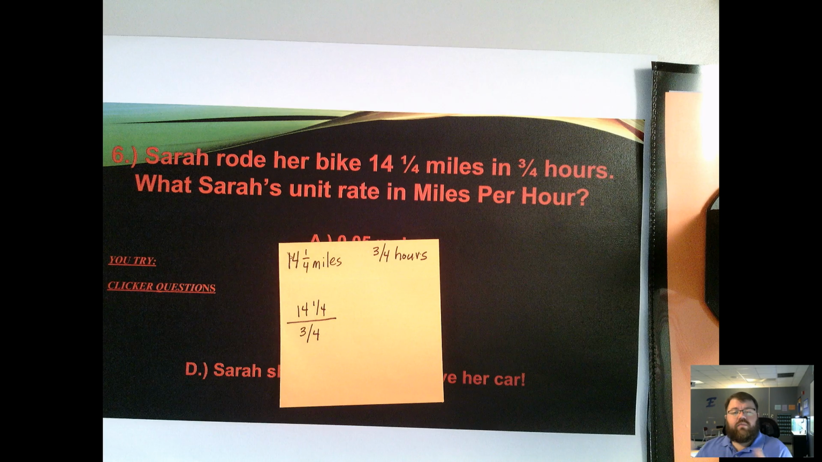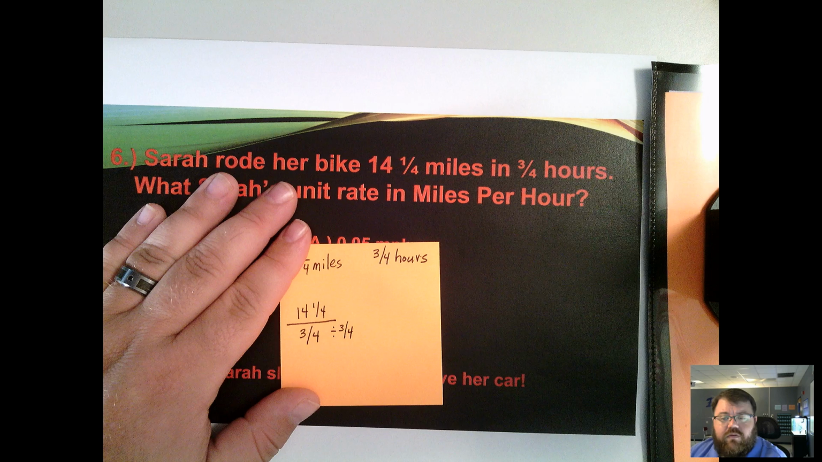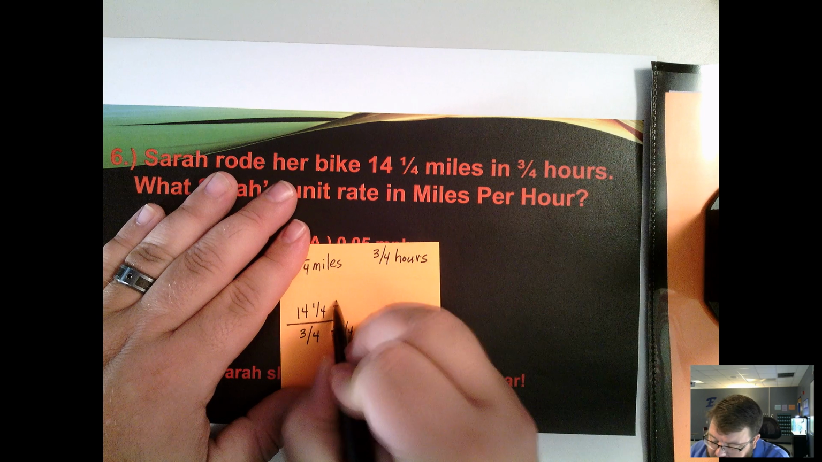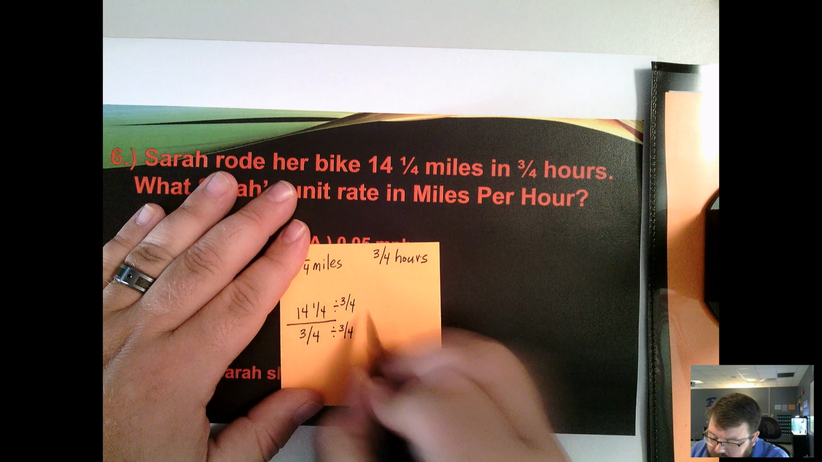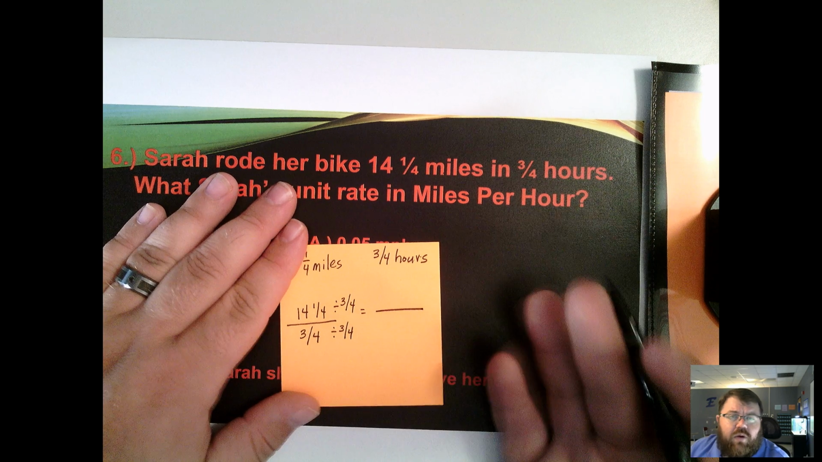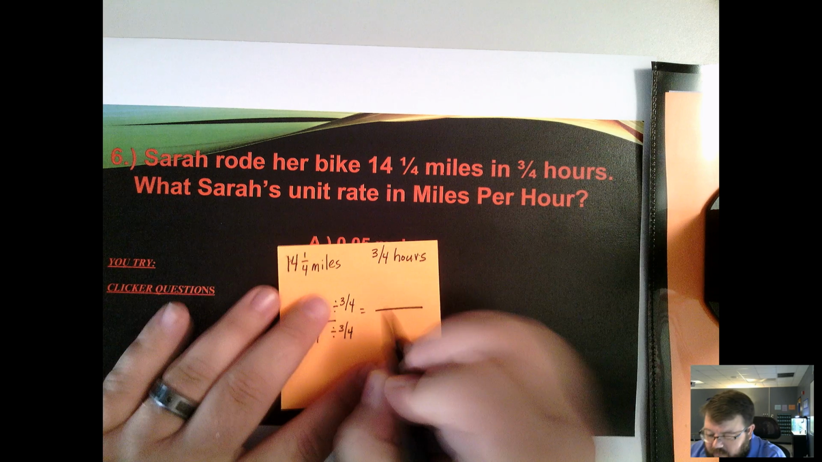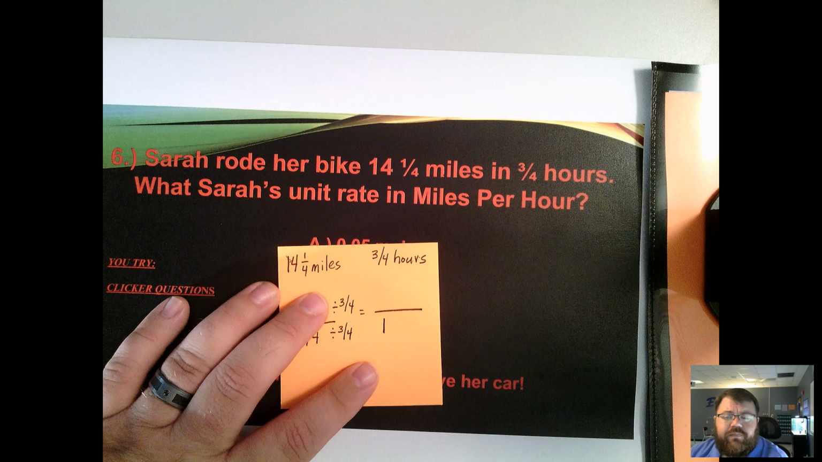Now, we're going to use the same process. We are going to say, well, I've got to make 3/4 a 1. How do I do that? Well, the way that I do that is divide it by itself. So I'm going to divide this by 3/4, and I'm going to divide this by 3/4. Now, 3/4 divided by 3/4. Even if you don't understand fractions, you should understand anything divided by itself is equal to 1. So we know that this has to be a 1 here.